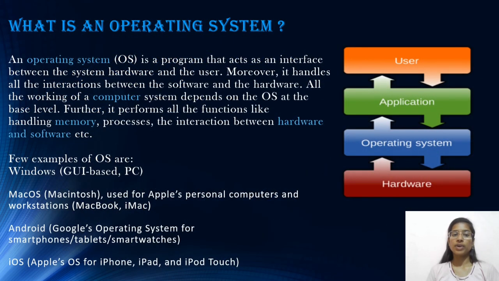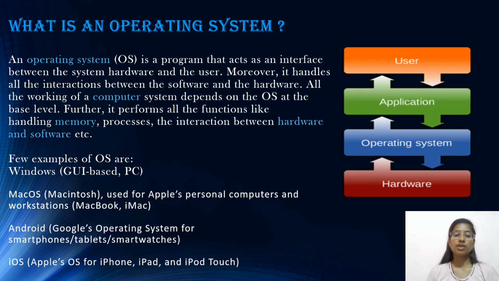So what is an operating system? An operating system is a program that acts as an interface between the system hardware and the user. It also handles all the interactions between the software and the hardware. All the working of a computer system depends on the operating system at the base level. It performs all the functions like handling memory, processes, the interaction between the hardware and software, etc.